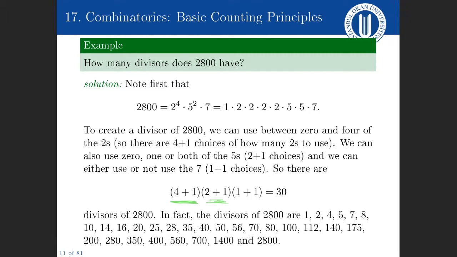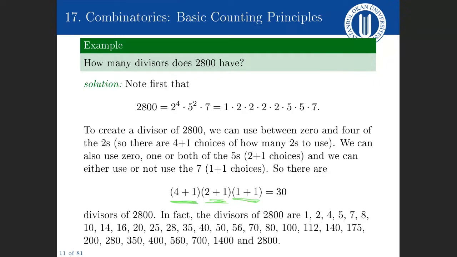When we're choosing how many 5's to use, 0, 1, or 2 of the 5's. So there's 3 different choices. How many 7's do we use? We can not use the 7, or we can use the 7. We have 2 different choices. So we have 5 multiplied by 3 multiplied by 2, or 30 different choices. We have 30 different divisors of 2,800.